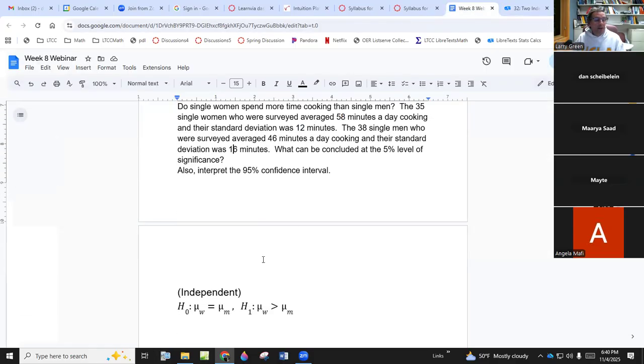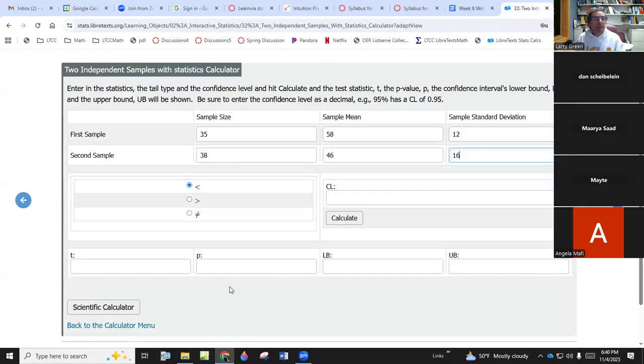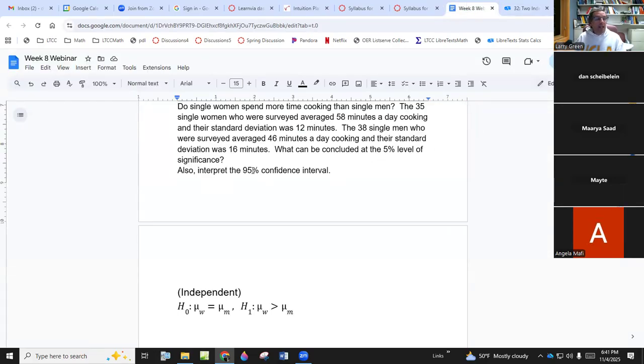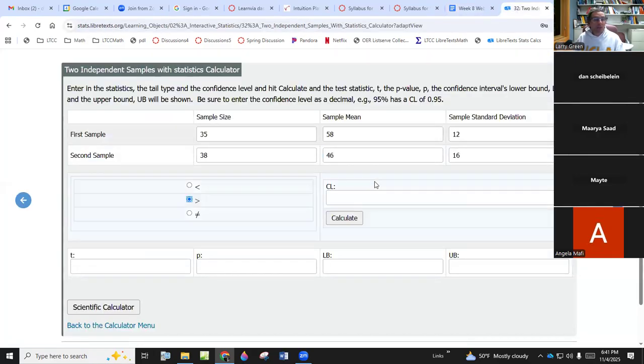H1 is mu sub W is greater than mu sub M. So I'm going to click on greater than. We want a 95% confidence interval. So our CL, confidence level, is 0.95. Any questions on getting this into the calculator? And I hit calculate.